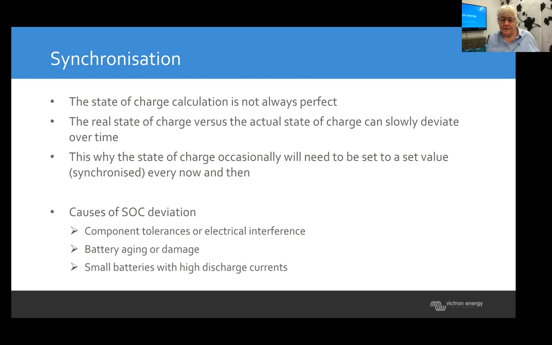But you still might be a bit off, especially if you're going really fast or really slow discharge rates. So every now and then a battery monitor needs to synchronize to stay on the ball.